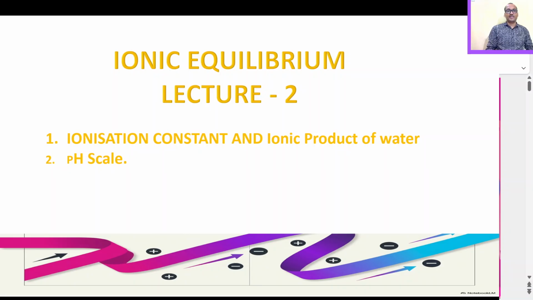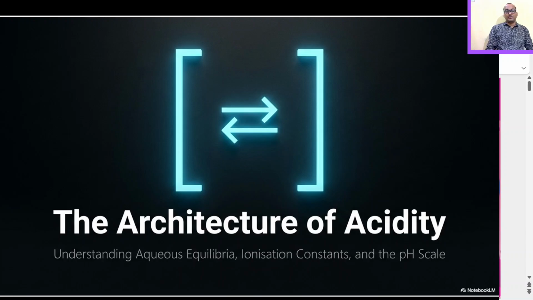So today we'll discuss ionization constant and ionic product of water and pH scale. What is pH scale? So basically we'll discuss what is ionization constant and pH scale and how the aqueous equilibria is related with those parameters.